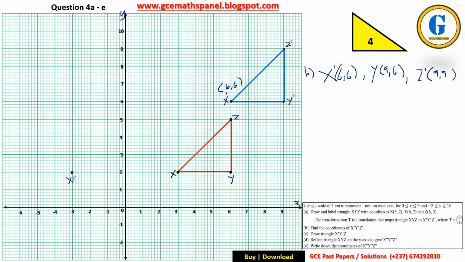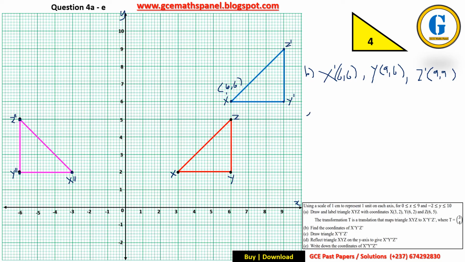X prime prime. When you reflect Y on this Y axis, the distance from Y to the Y axis is 6. So the same units from here to here will be 6. So this will equally be our Y prime prime. You reflect equally Z on the y-axis. The distance from the y-axis to Z is 6 units, so you equally have 6 units. So our Z prime prime should be here. If you do all of that, these are the points, and that's the triangle when we link all of those points.